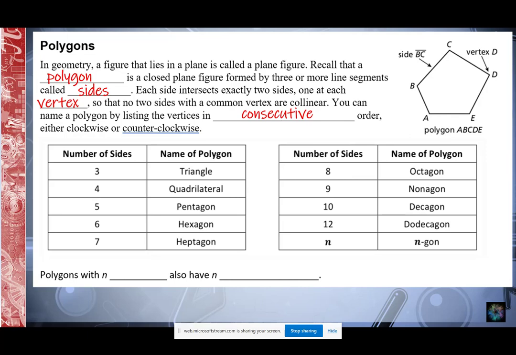But in some ways, don't stress about all the names of more shapes. These are the ones we want to know, with a particular emphasis on 3, 4, 5, and 6. And then we will also see 8, 9, 10. Well, we also see 7. We will see all of the ones that are named here. Do note that polygons with n sides also have n vertices. And vertices is just the plural of vertex.